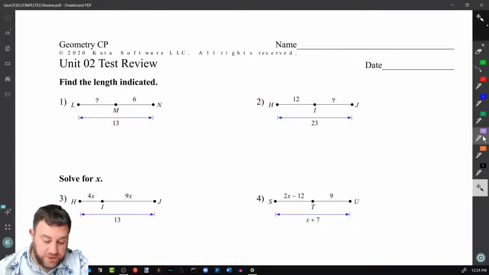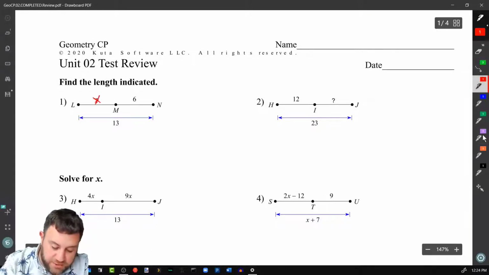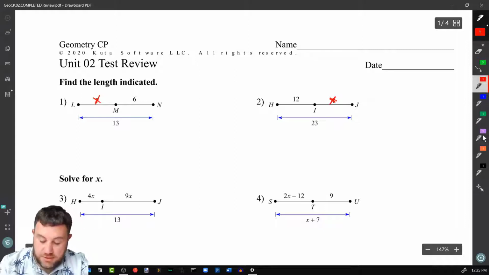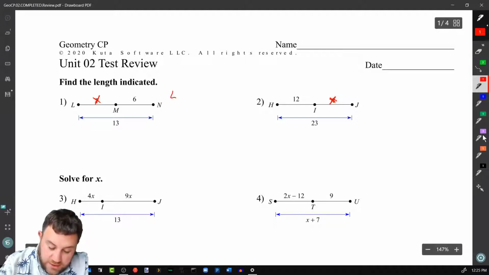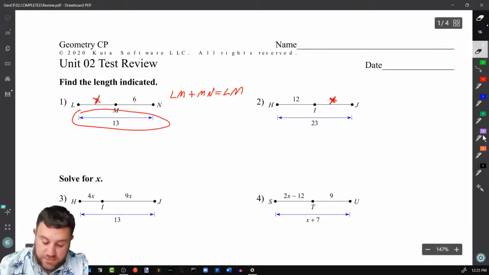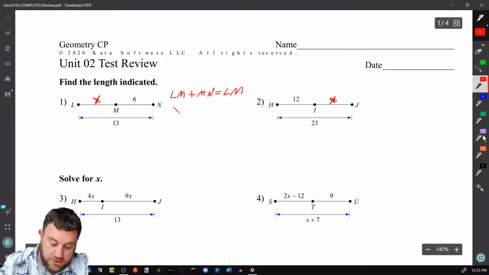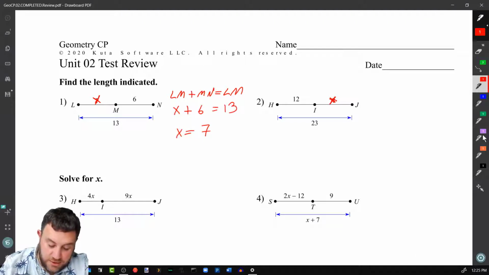All right. So for number one, we're trying to find the length of LM, and I'm always going to mark these question marks with X's because that's the thing we don't know. That's what we're looking for. So we know that the length of LM plus the length of MN equals the length of the whole thing. When you see a figure like that, that means the whole line segment is 13. So we know this is X plus 6 equals 13. So X is 7. We just subtracted 6 from both sides. So the length of LM equals 7.